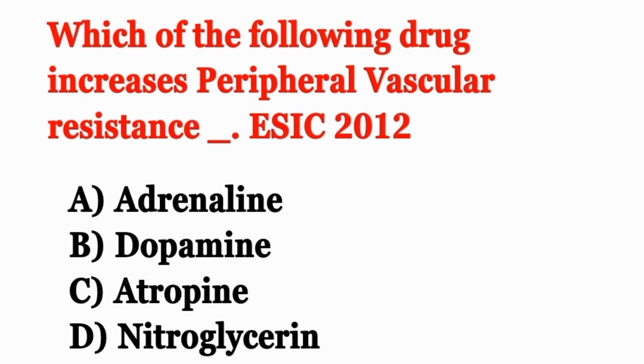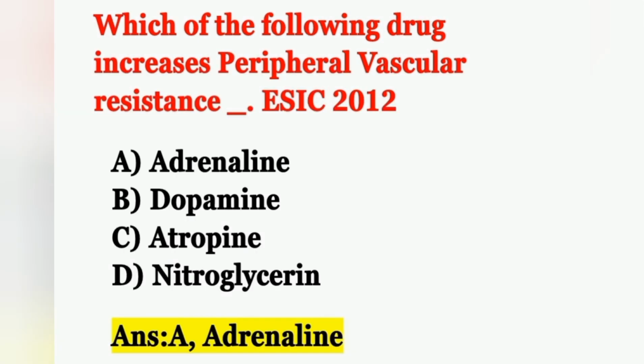And the next question, which of the following drugs increases peripheral vascular resistance? Option A, adrenaline, option B, dopamine, option C, atropine, option D, nitroglycerin. Which drug can increase the peripheral vascular resistance? Correct answer is option A, adrenaline.